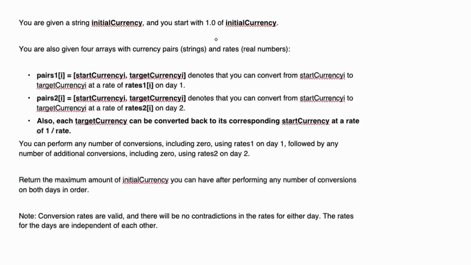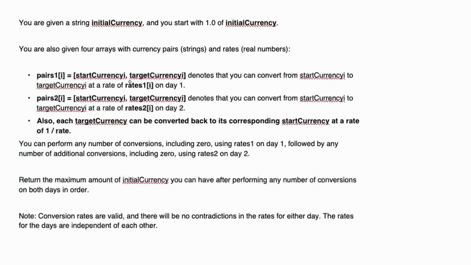We're also going to be given 4 arrays. So we're going to have pairs 1 and 2, and these represent conversions that we can make on day 1 and day 2 respectively. So pairs 1 tells us that on the first day, we can make a conversion from start currency to target currency at a rate of rates 1i.